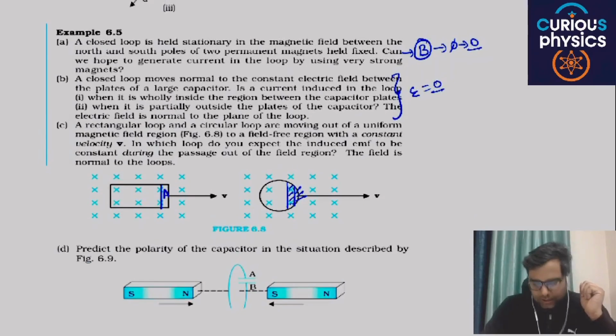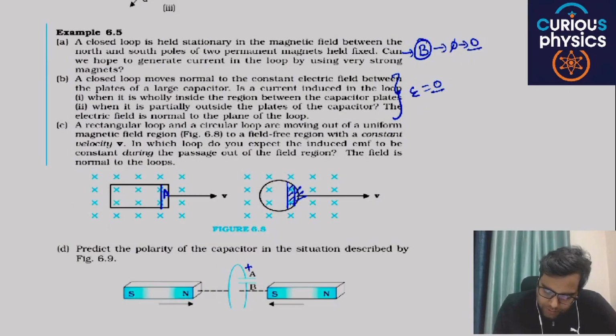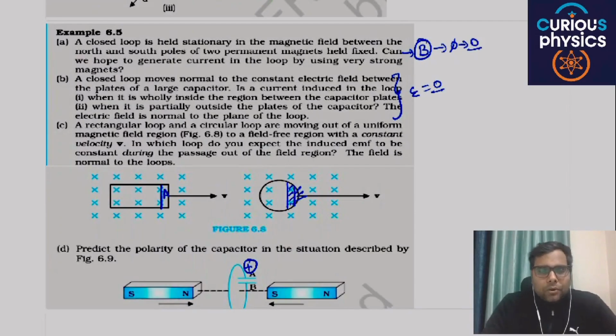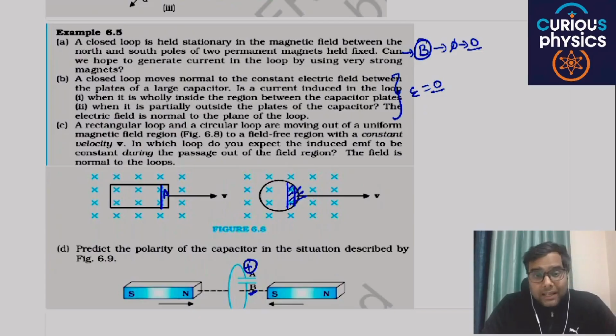Okay, and the last part is D. Predict the polarity of the capacitor in the situation described. In the first case it is simple, the polarity will be positive at the A part, because the current will flow from A to B. Here, this particular polarity is negative, okay, because this will again oppose the increase in magnetic flux. Are you able to understand my point or not?